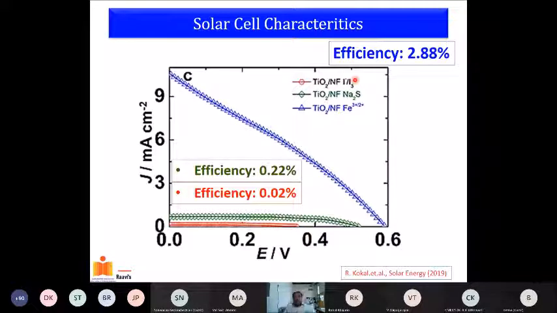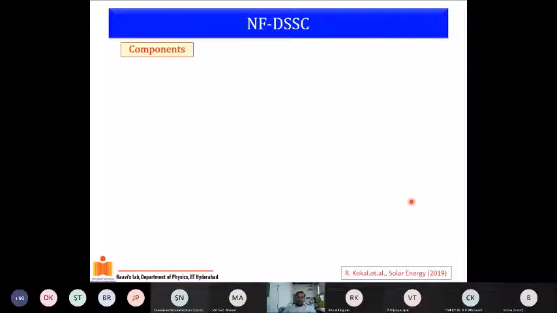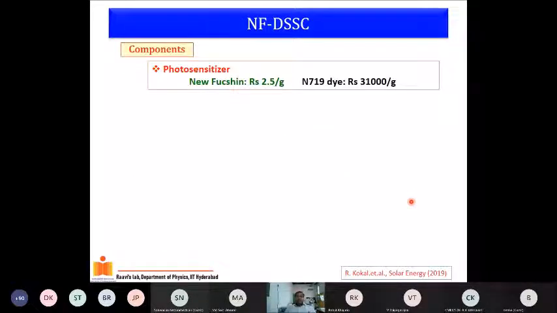In fact, this is what it is. Even now, I think this device is not good because you see this kind of packing. The fill factor is very bad. Okay, but then the prototype is done and we published it. Work is going on to make this fill factor better. That is ongoing work still. Okay, so what is happening here is that we have used a dye which is very cheap compared to a standard ruthenium dye which is very expensive. You see 2.5 rupees per gram to 31,000 per gram.